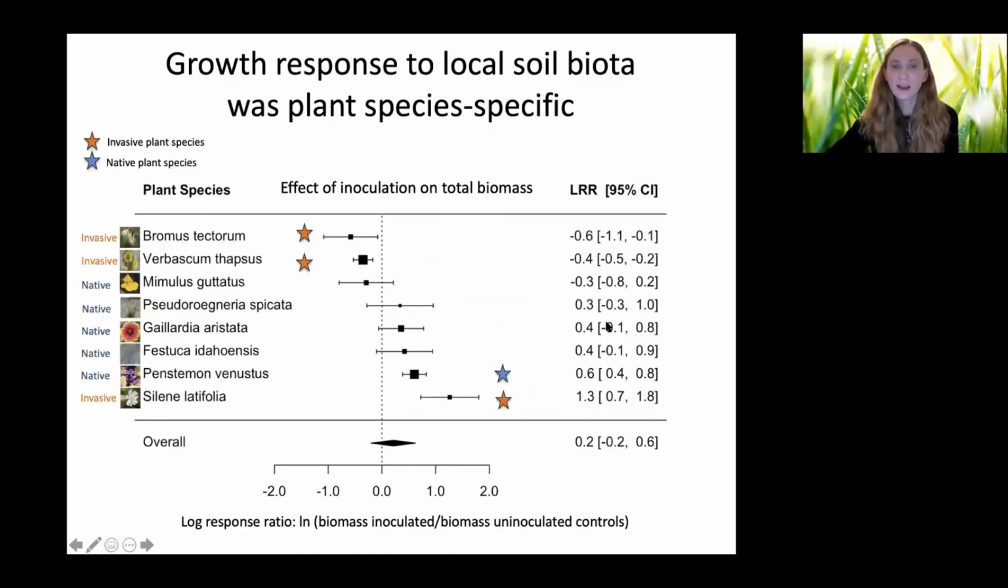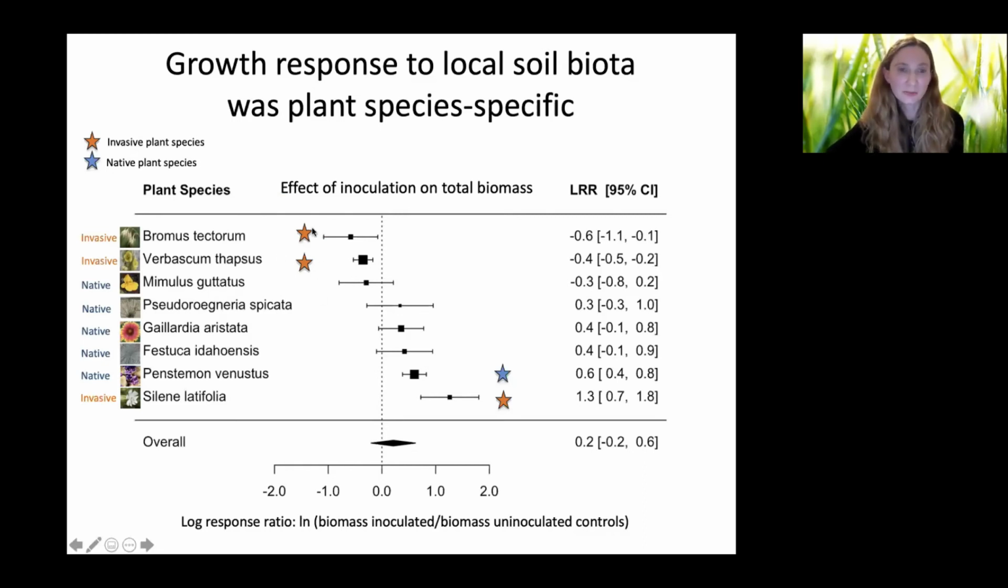And what we found, when we looked at all the data, was that the growth response to the local soil biota was species specific. We had predicted that the native plants would have a positive growth response and the invasive plants would have a negative growth response, but it was actually quite a bit more mixed than that.